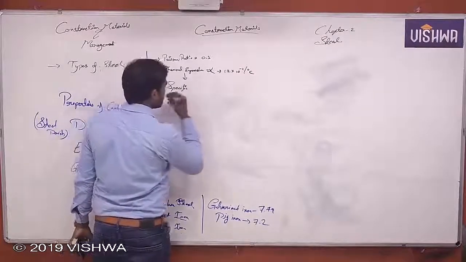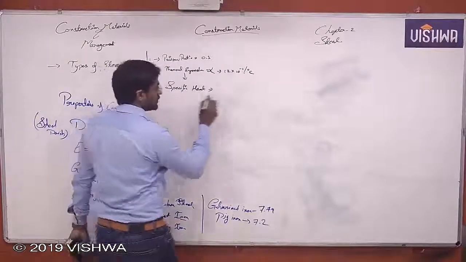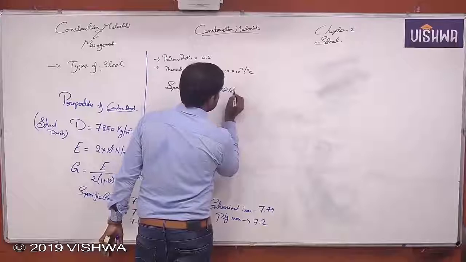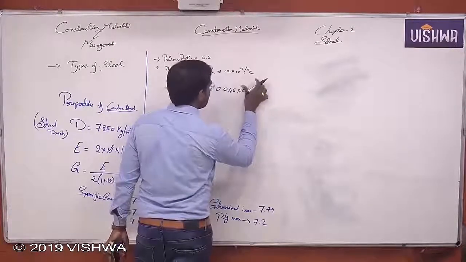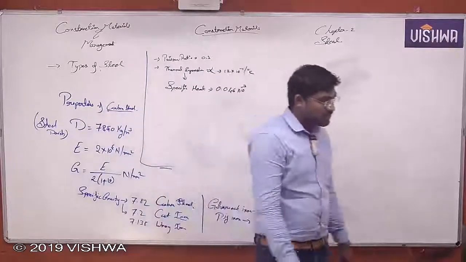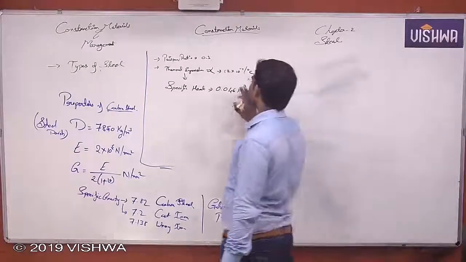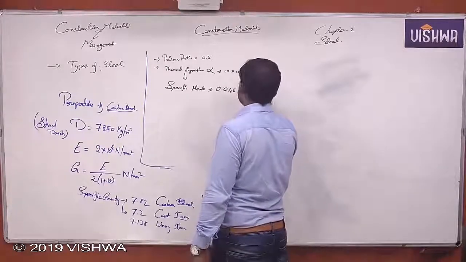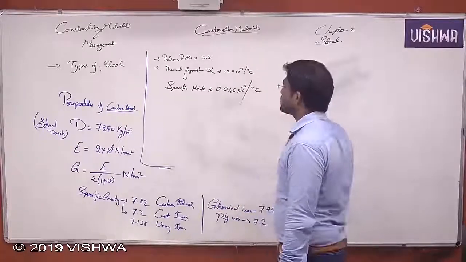We have a specific heat of 0.046 into 10 to the power of 3. So that is what we have to remember with respect to specific heat. In general, we'll be having 0.046 into 10 to the power of 3 per degree centigrade. So that is what we'll be having with respect to specific heat.